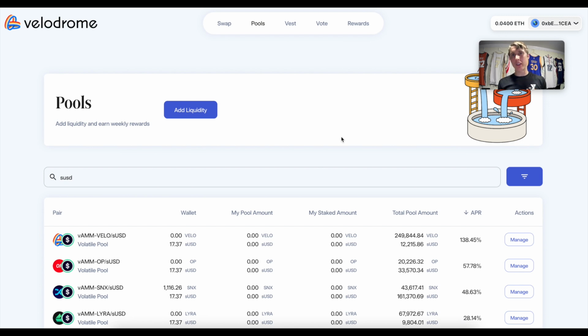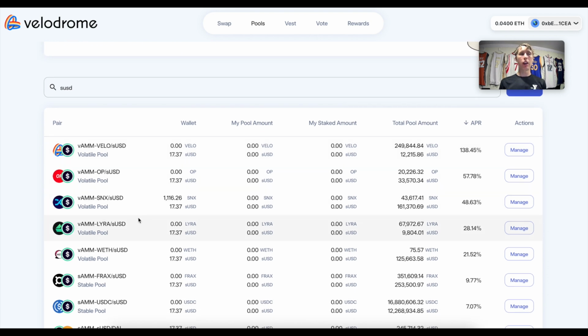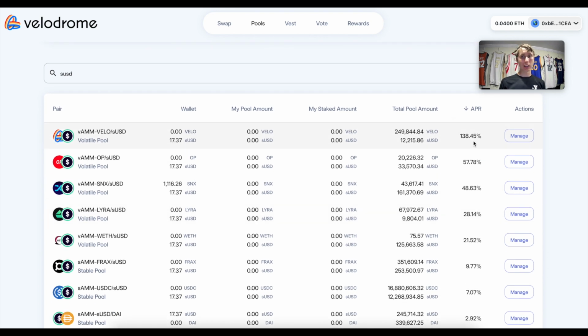Now, before we give you a futures platform, let's talk about a simple one. This is Velodrome. On Velodrome, if you have some synths or some SUSD or some SNX, you can simply deposit it into any of these pools. Of course, they're 50-50, and that's it. You deposit them and you earn a yield, and it's going to be paid in Velo. So as you can see here, the Velo SUSD pool is going to pay you 138%. Or you have the Optimism SUSD pool, where you're getting 57%.